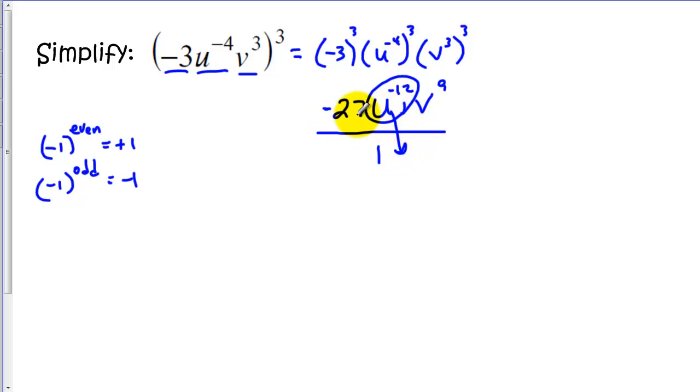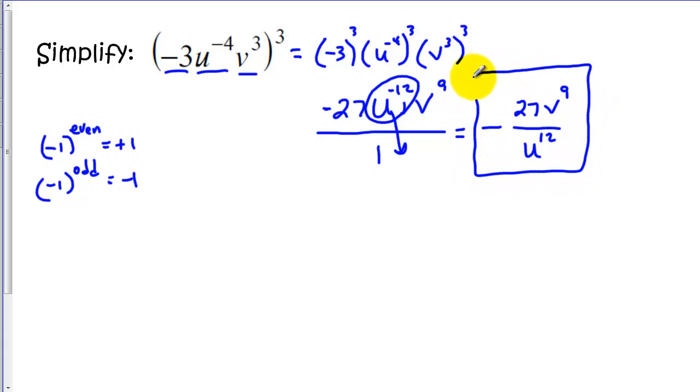Now remember, we're not moving this 27 with that. When we're dealing with exponent properties, the coefficient in front is separate from the variable. This coefficient has an invisible exponent of +1, so there's no need to move it. Remember, when we move it to the other side of the fraction, we change the sign of the exponent. So our final answer, I'm going to bring the negative out front, is going to be 27v to the 9th in the numerator, and in the denominator we have u to the 12th power. So again, that's our final answer for this problem.